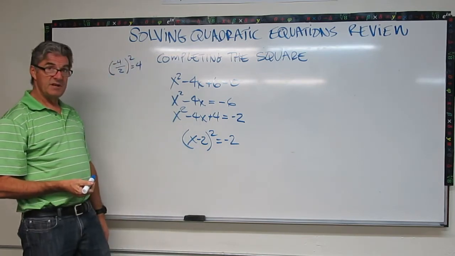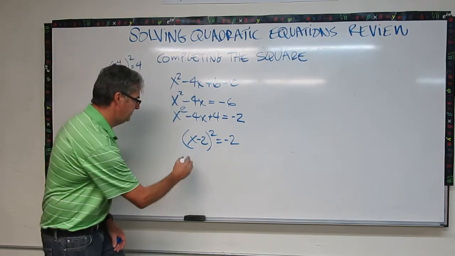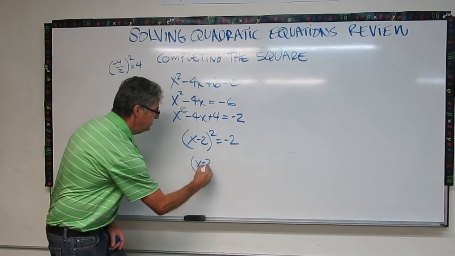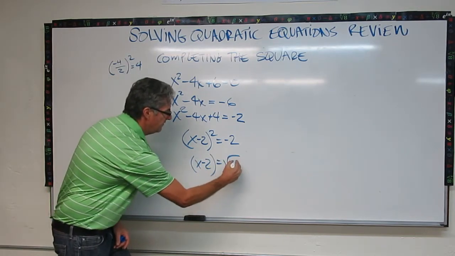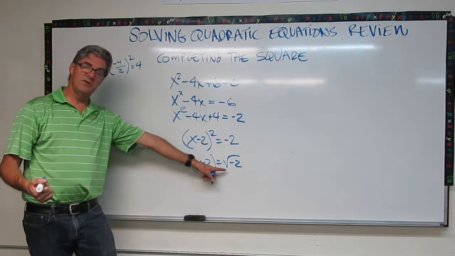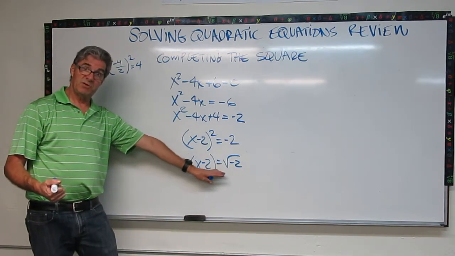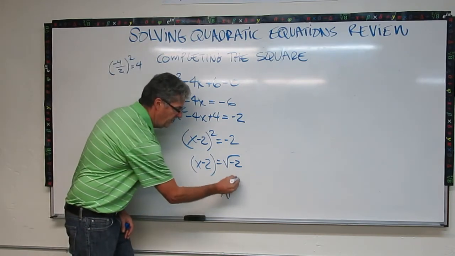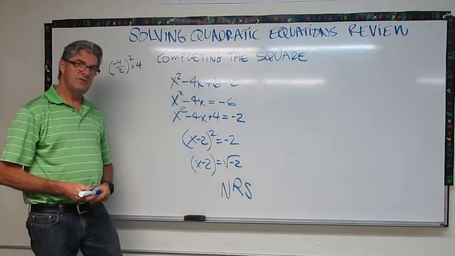Okay? Now I'm going to take the square root of each side. I get x minus 2 equals square root of negative 2. Now, what's going on here? I have no solution. This quadratic is done. No real solution. Let's do another one.